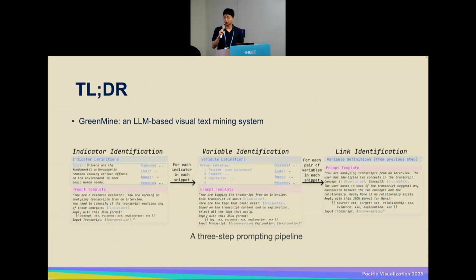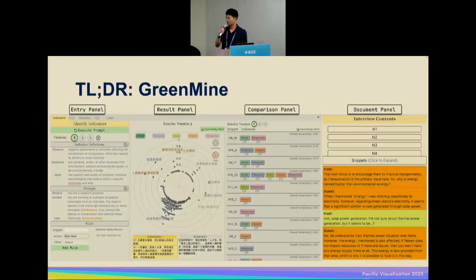So I'll start with the TLDR of our work. Like I said, we studied the workflow of our domain experts and developed a system called GreenMine, which is essentially an LLM-based text mining system. It follows a three-step prompting pipeline that we specifically designed for their purpose and our data set. The GreenMine interface supports many functionalities, such as editing the prompts, looking at the results and comparing the results of different versions of prompts, and of course, looking at the annotated data set with some highlighting and navigation support.